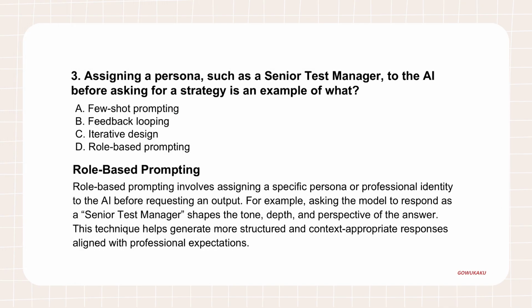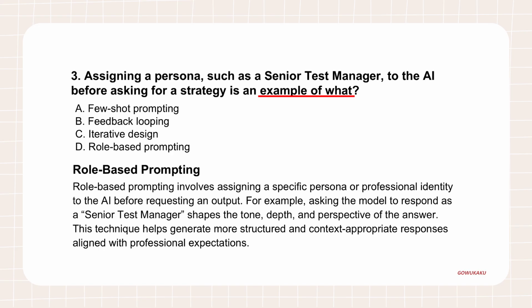Now let's look at how to improve that with question 3. Let's do it. The scenario is you are about to ask for a testing strategy, but before you do, you tell the AI you are a senior test manager. I love this technique, the persona pattern. So the question asks, assigning a persona is an example of what? Options are A, few-shot prompting, B, feedback looping, C, iterative design, D, role-based prompting. This one should be a slam dunk if you just look at the terminology.